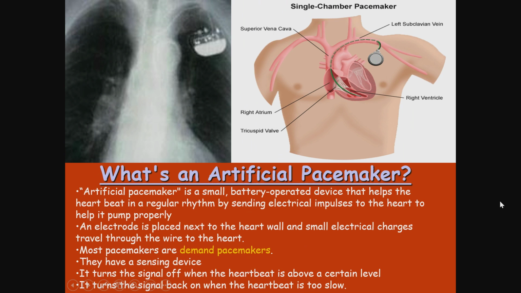Most pacemakers are demand pacemakers. They have a sensing device, and it's going to turn the signal off when the heartbeat is above a certain level, and it'll turn the signal back on if the heartbeat is too slow. So it's only going to be used as needed. Demand pacemaker.